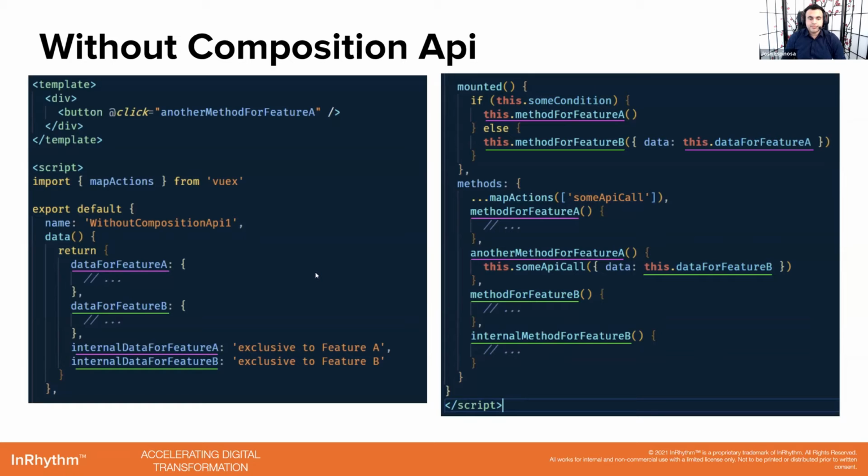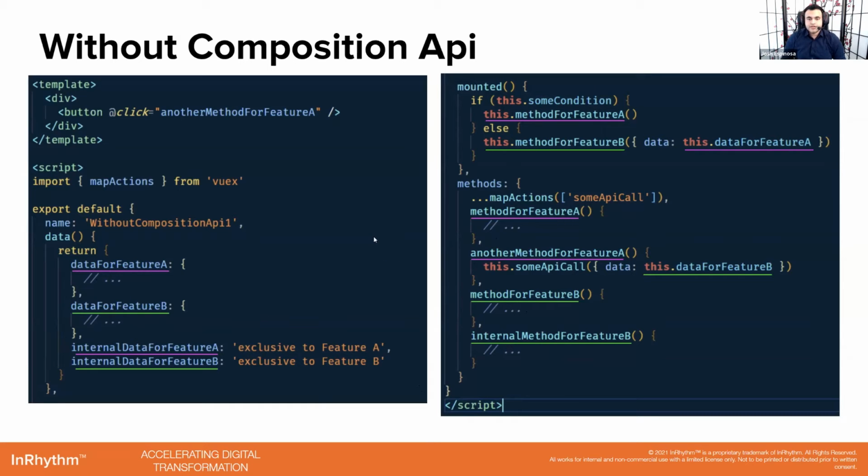You have feature A and B and code for each of the features scattered throughout your file. This is just one file and 2 screenshots. So in data, we have feature A in purple, and then all the feature B in green.